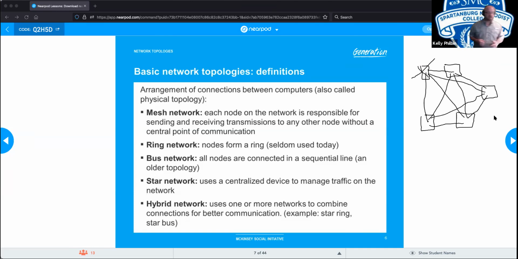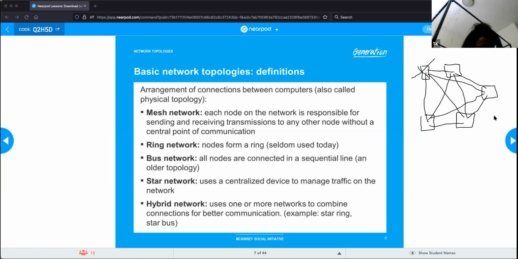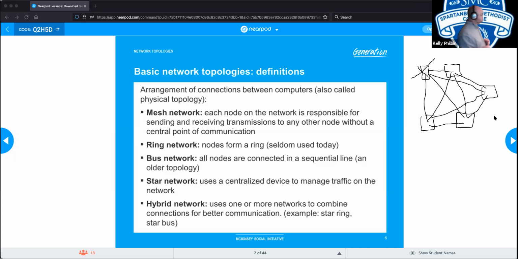Who can think of a downfall to this network? It's expensive to maintain or connect, I guess. It's expensive to set up. I mean, think about this. This is just 5 computers. So it's 5 computers. We've got 4 network cables coming out of every single computer.